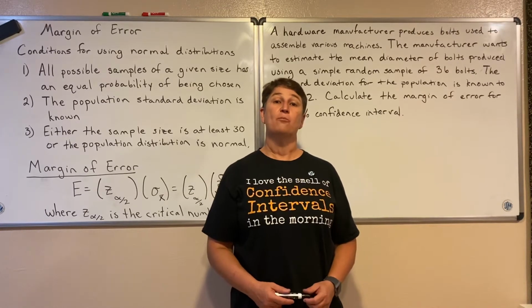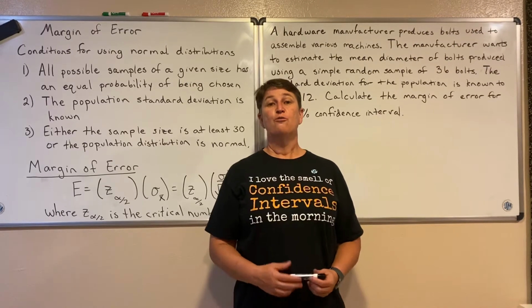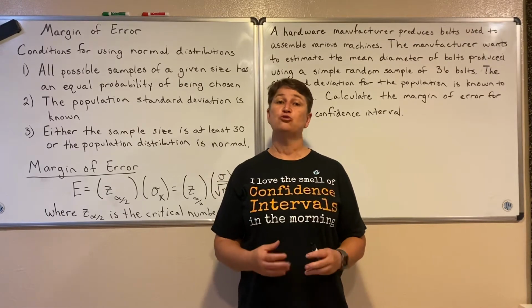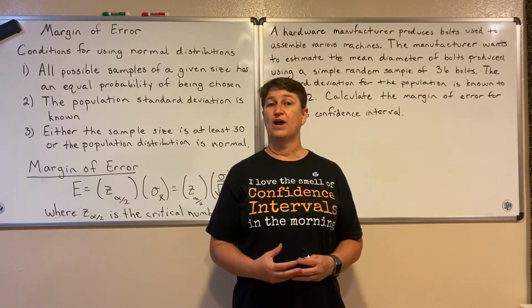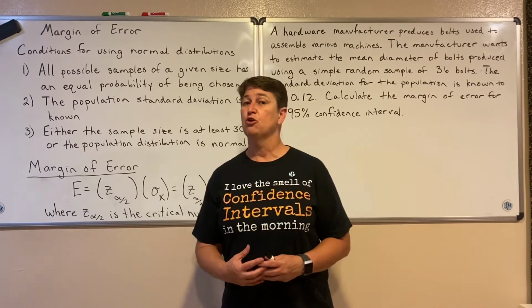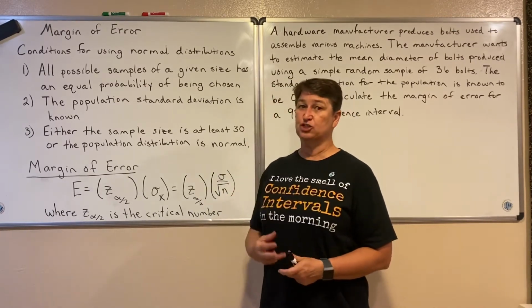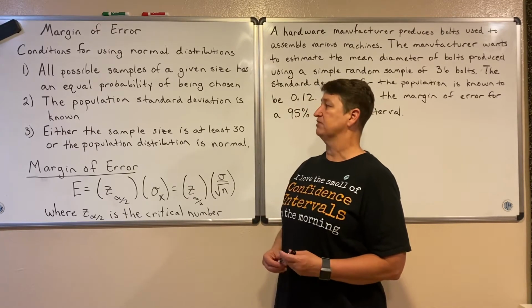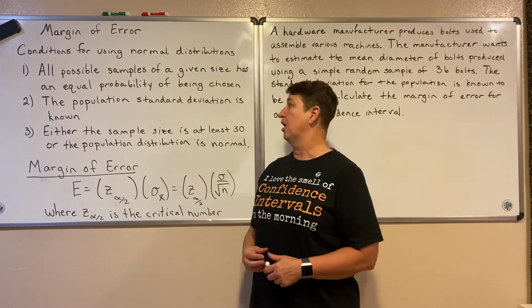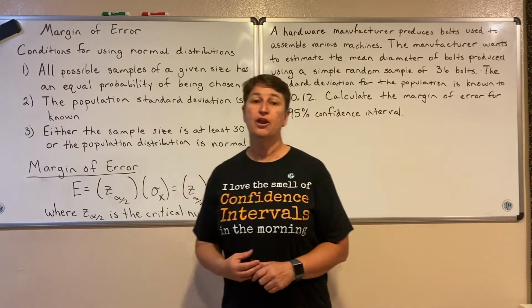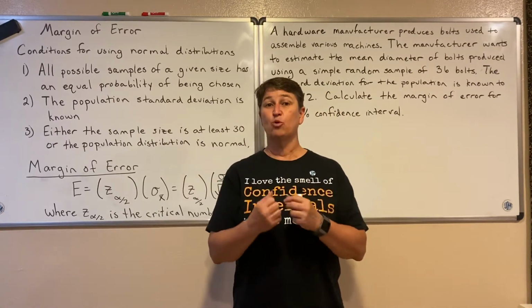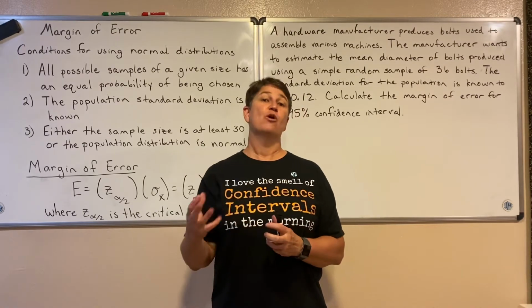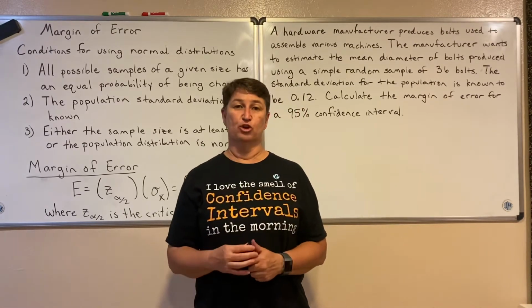Let's talk about the margin of error. First, in order for us to be able to use a normal distribution when finding these confidence intervals, we need to have three conditions met. First, all the possible samples of a given size have to have an equal opportunity of being chosen. In other words, we're choosing a simple random sample of whatever sample size that we're looking for.